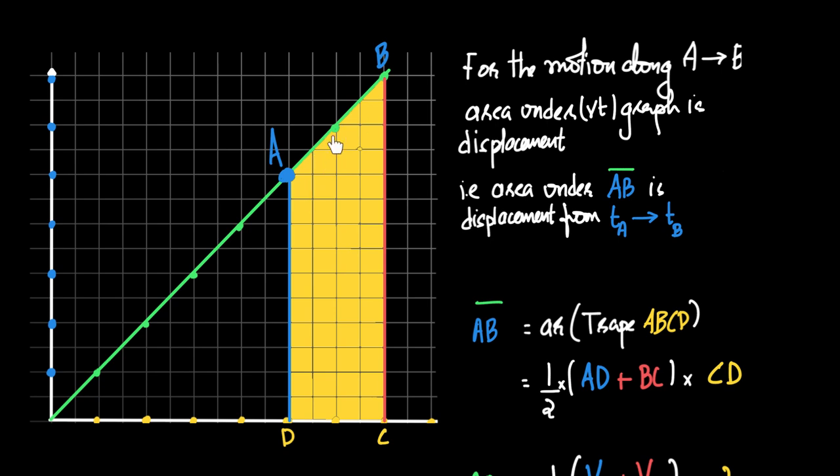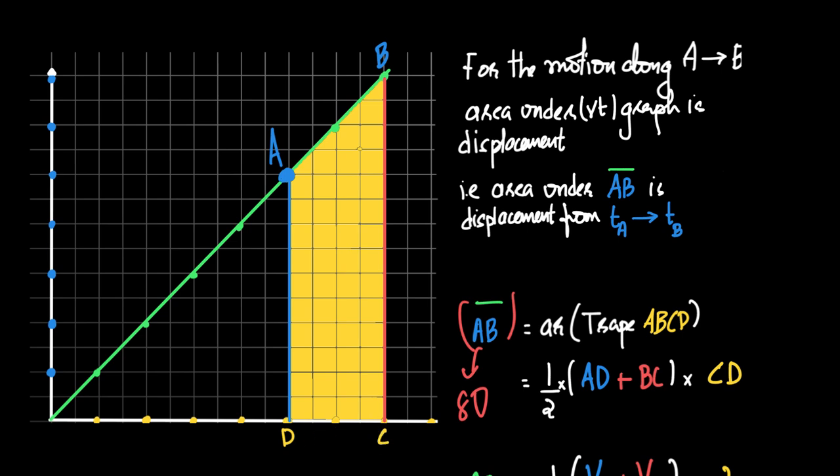And this displacement AB, which is the area of trapezium ABCD, is known to us. Why? Because it is given in the question that the displacement AB is equal to 80 meters. What is the area of trapezium ABCD? It is half times AD plus BC, times CD.